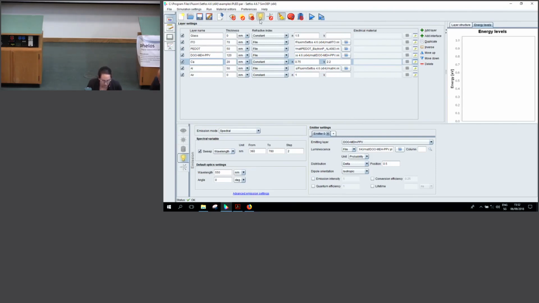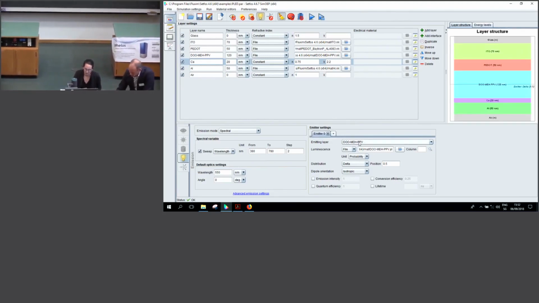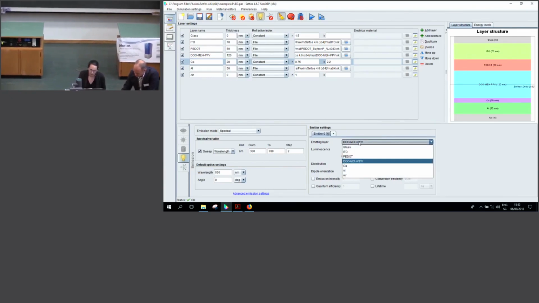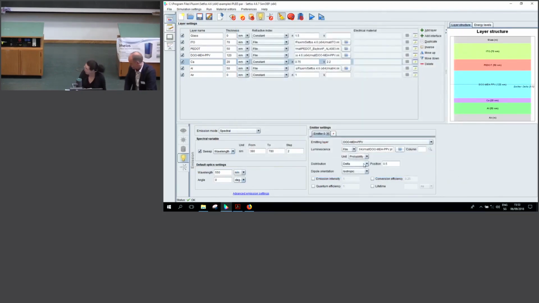And here this is now the emission module. What you need to define as well for an emission calculation is the emitter position and which layer it is emitting. So here it would be MEH-PPV, and it has a certain spectrum that you can load into it, and it looks like this, so rather simple.